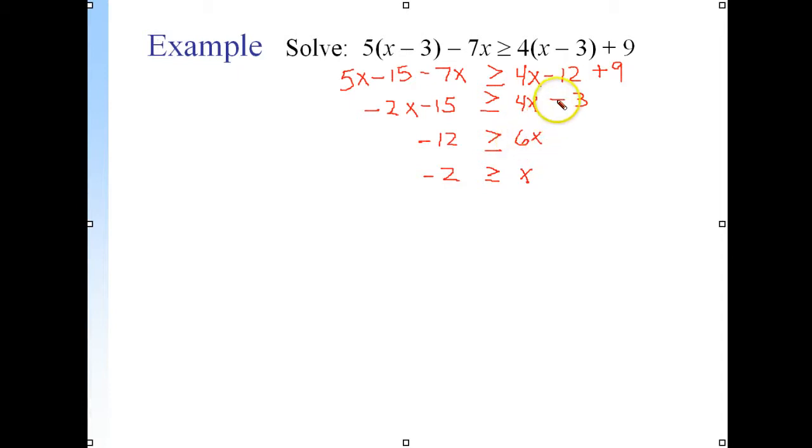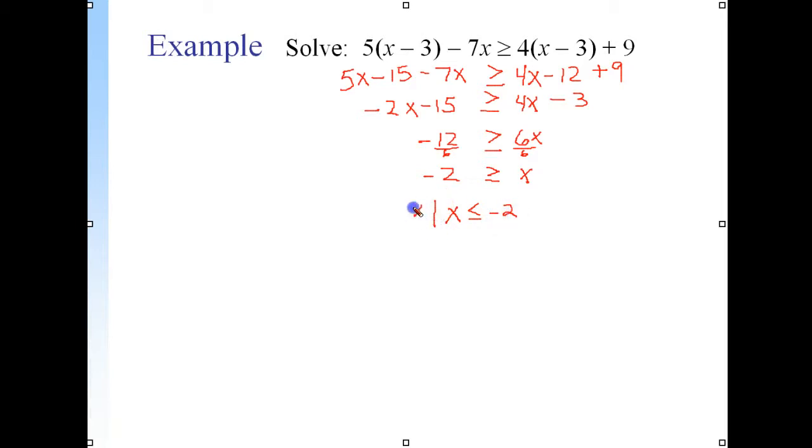I'm going to transpose the negative 3. That gives me a positive 3. And a negative 15 gives me my negative 12. I'm going to now divide both sides by a positive 6. And I get x is less than or equal to negative 2. Now, many of you may want to rewrite it that way: x is less than or equal to negative 2.